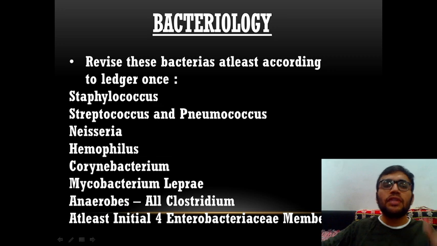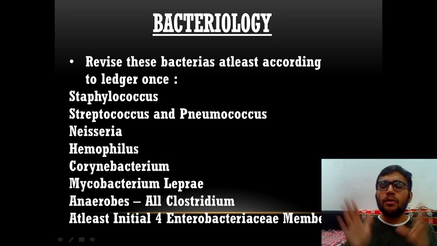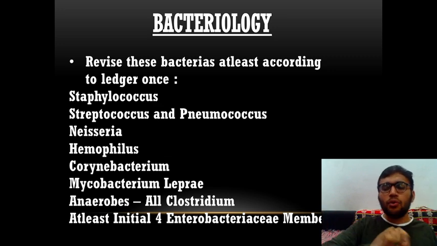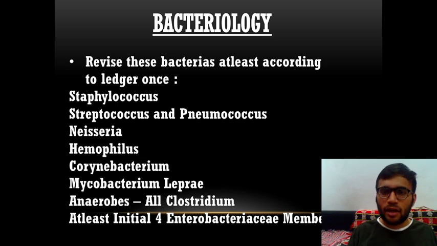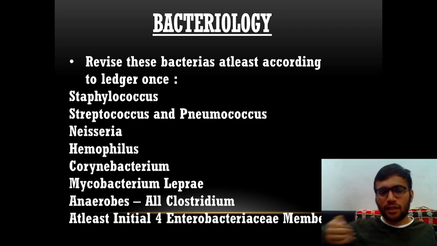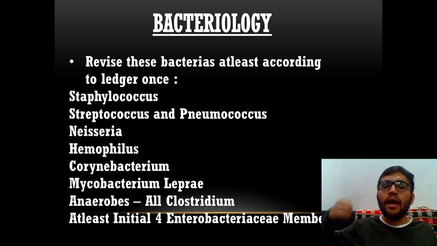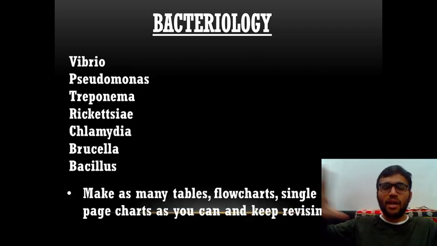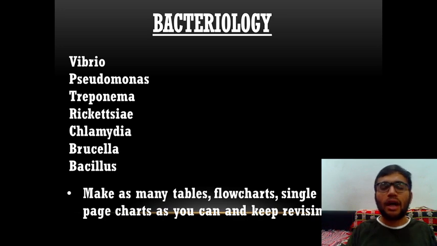Now study 4 bacteria and then make a chart and write whatever you can, or whatever point is confusing to you. Then the next 4 bacteria. At the end you will get a simple, very big chart in which almost all the bacteria will be summed up. Try making as many tables, flow charts, and single page charts as you can, and keep revising.